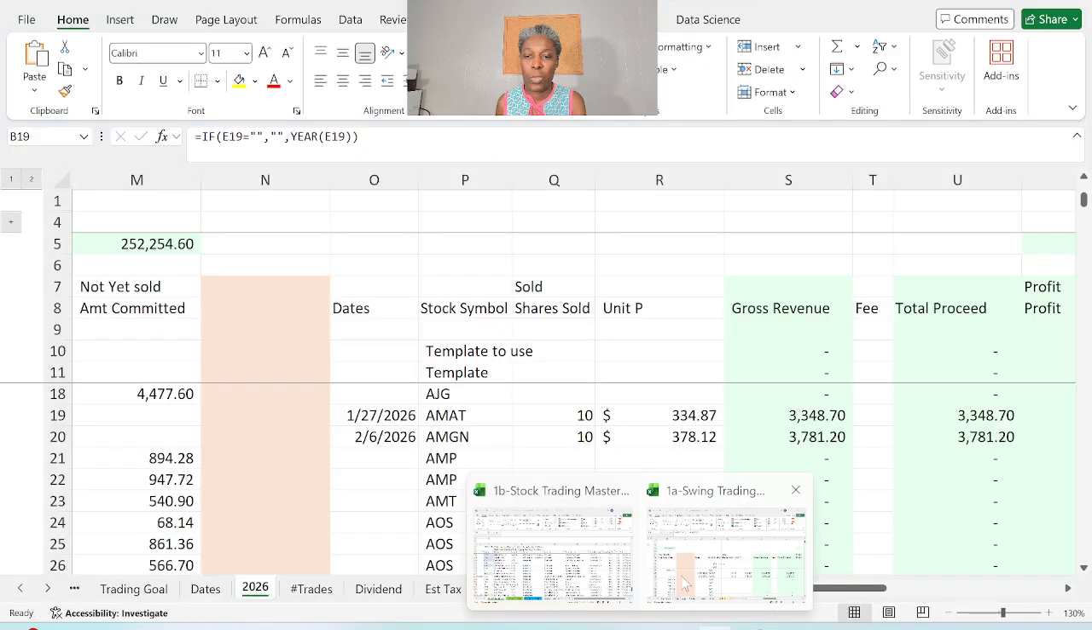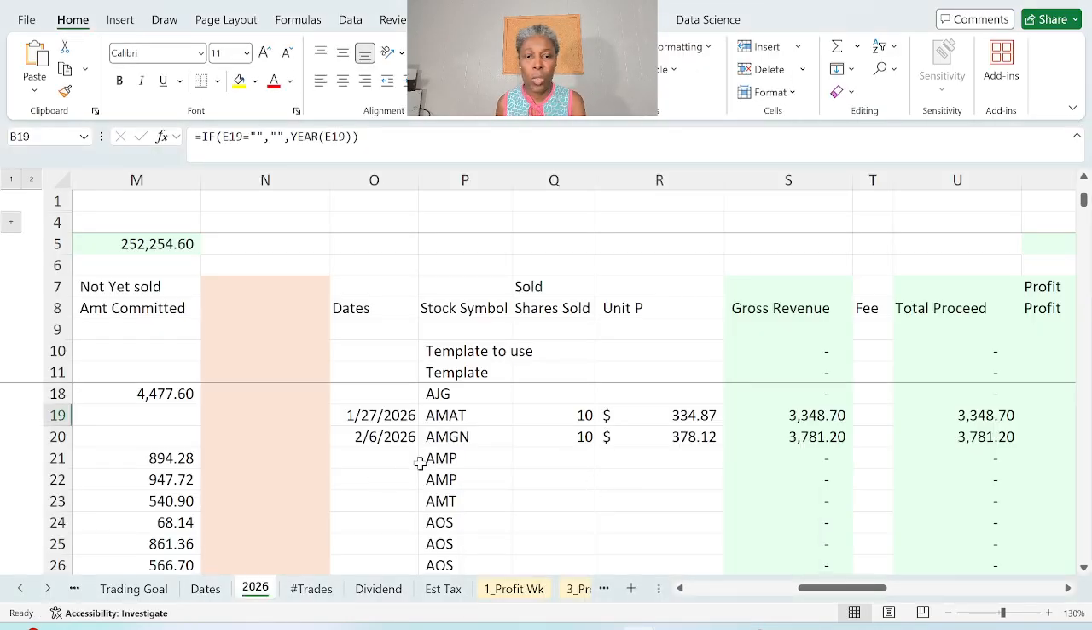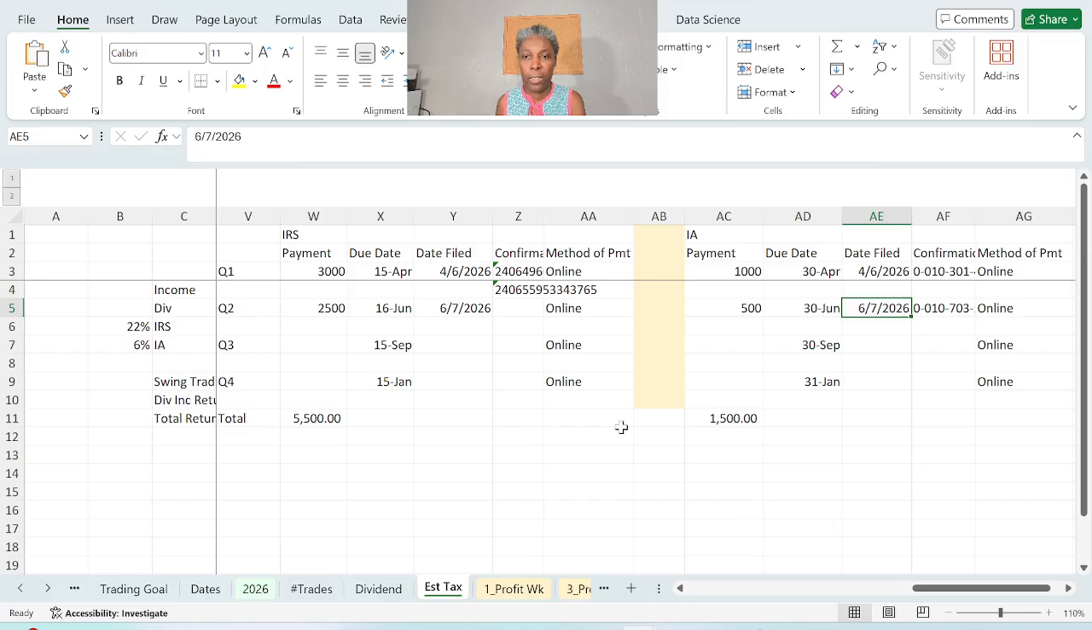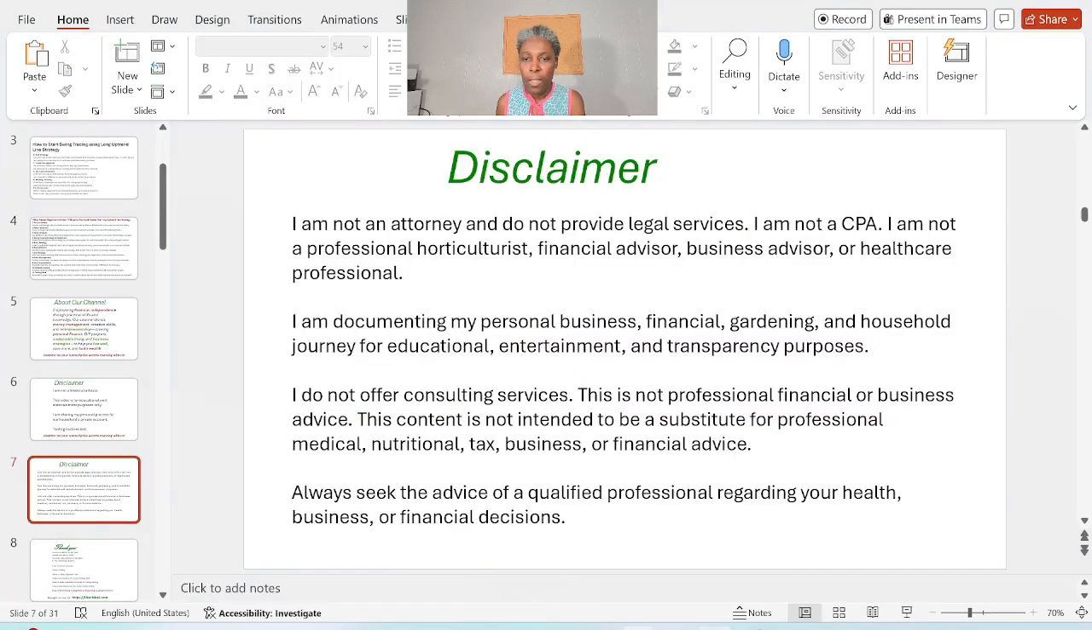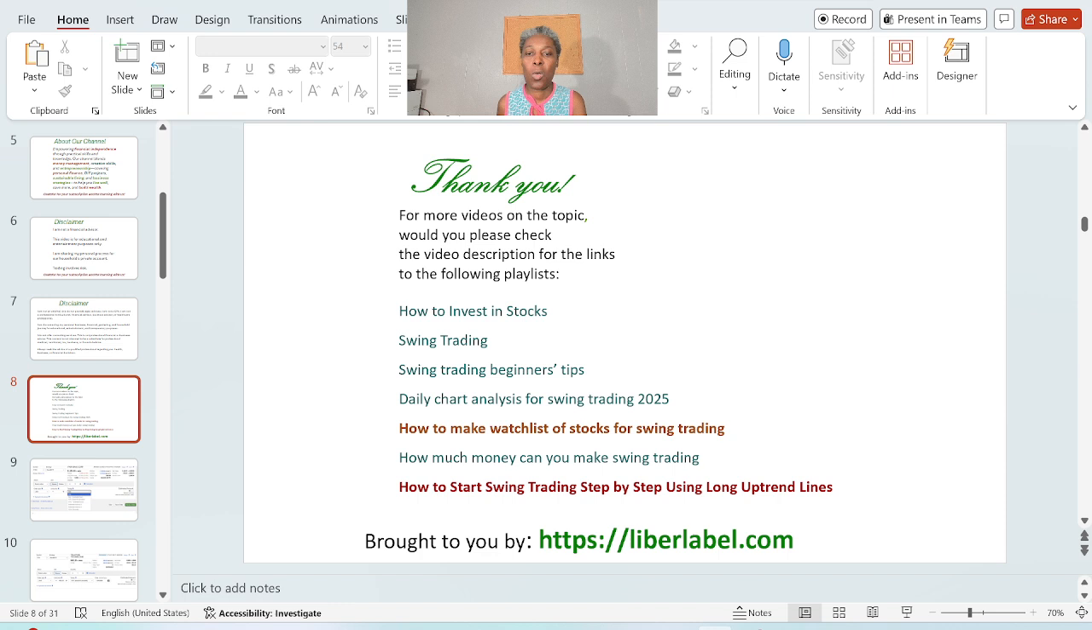And when it comes to tracking those earnings, if you are doing it in a taxable account, you can estimate your tax and pay it on a quarterly basis as well. For more videos in this series, please check the playlist How to Start Swing Trading Step by Step using the link in the description of this video.